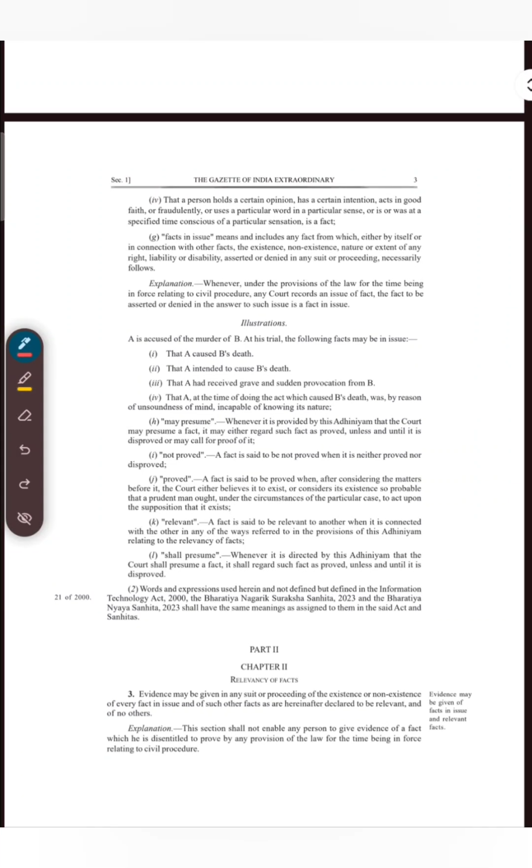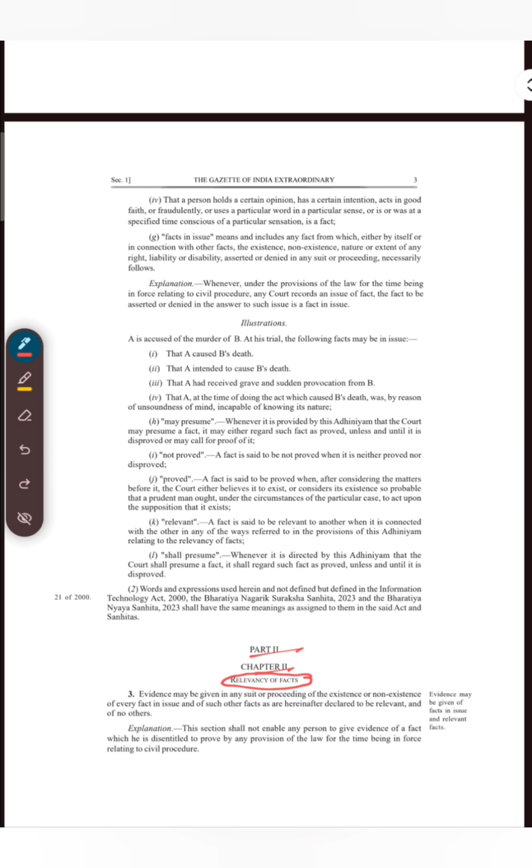We were studying BSA, Bharatiya Saksha Adhiniyam 2023, and in our last class we had completed part 1, chapter 1 of the act, and today we will start a new part 2, chapter 2. The name of the chapter is Relevancy of Facts. In the previous class also we had discussed loosely what is the meaning of relevancy of facts.